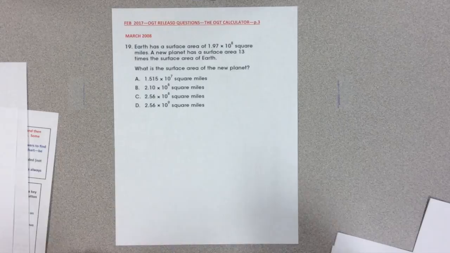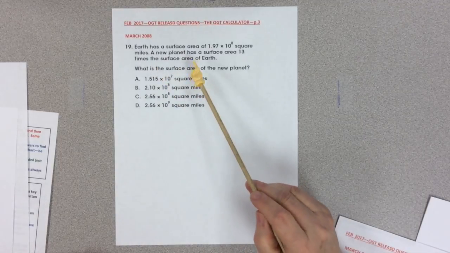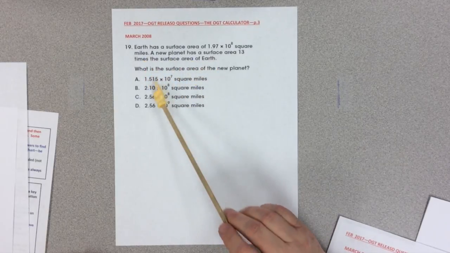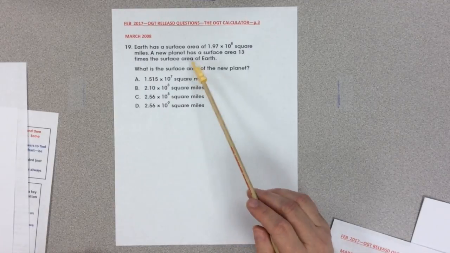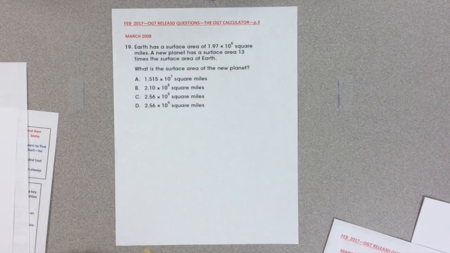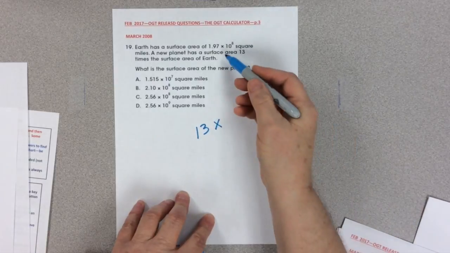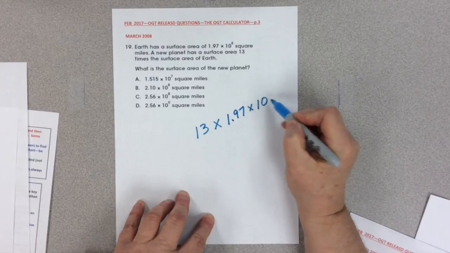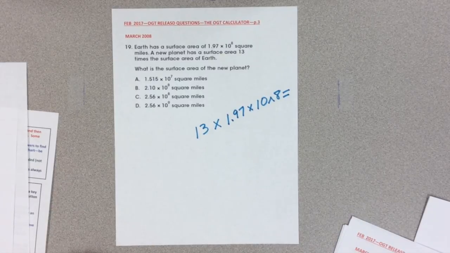This says Earth has a surface area of 1.97 times 10 to the 8th square miles. A new planet has a surface area 13 times the surface area of Earth. What is the surface area of the new planet? Well, they tell us what to do. The new planet is 13 times Earth. So that's what we're going to do. We're going to do 13 times Earth. Earth happens to be in scientific notation. We'll type 1.97 times 10 caret 8. And then we'll be able to hit our equal sign.